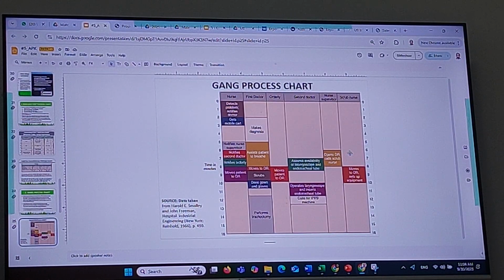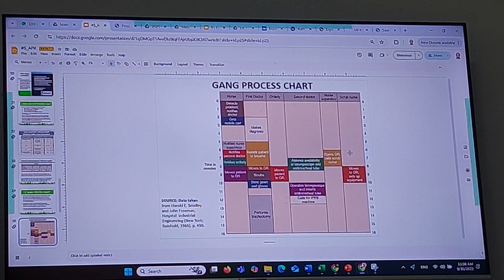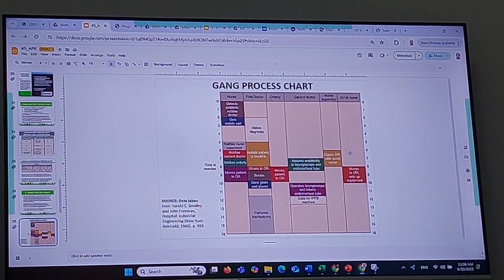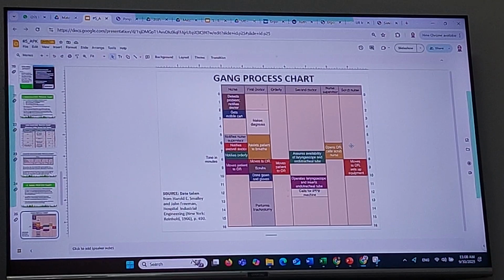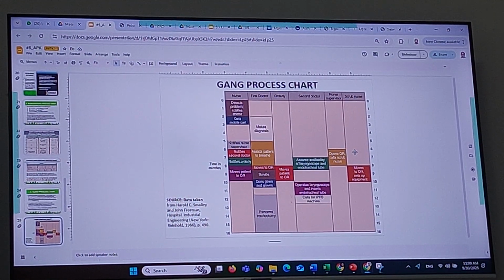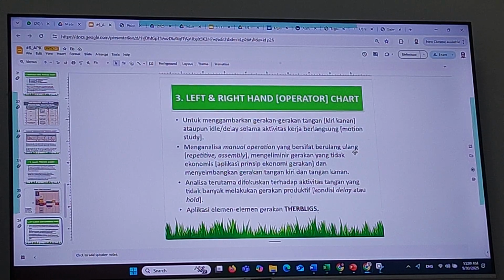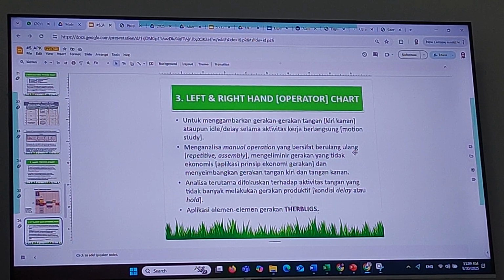Then the process chart, I think, is similar to the previous man machine chart, but it analyzes many types of operators, such as the nurse, first doctor, auxiliary, and so on. And then last is the left and right hand chart. In Bahasa Indonesia we call it peta tangan kiri, peta tangan kanan. For the left and right hand chart, we are concerned about therbligs.